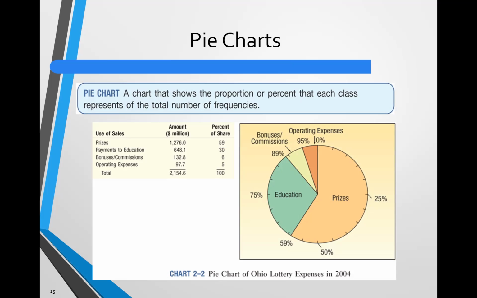We know the money spent on prizes was the highest, then education is second, then bonuses and commission is third, and operating is fourth. Sorry, operating expenses are 5% and have a very small portion in this pie. So this is the pie chart, when we want to present the proportion of classes or a comparison of classes. A pie chart is very useful in this.